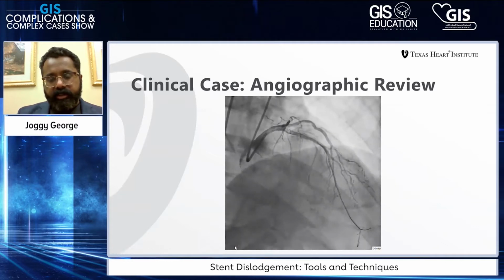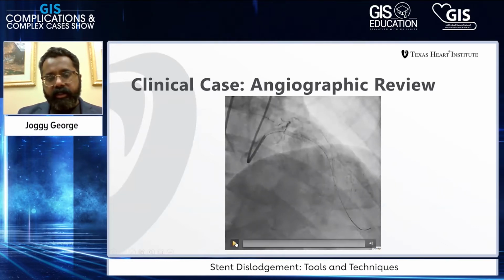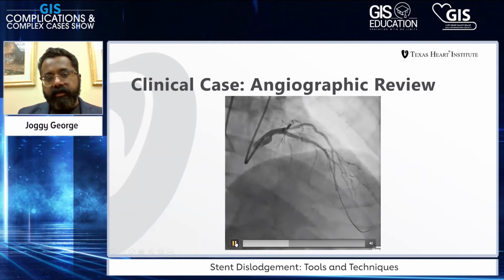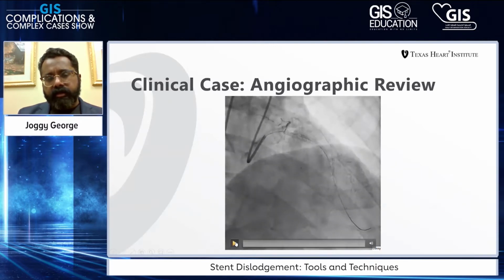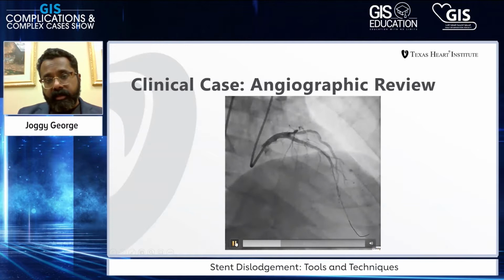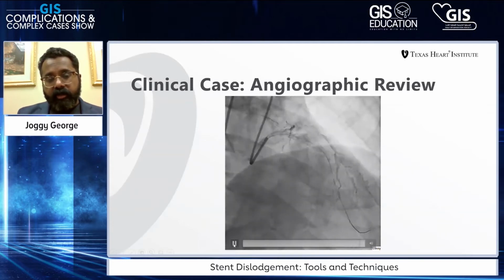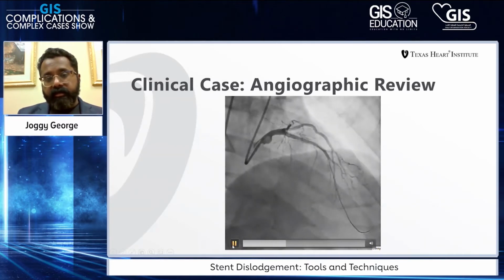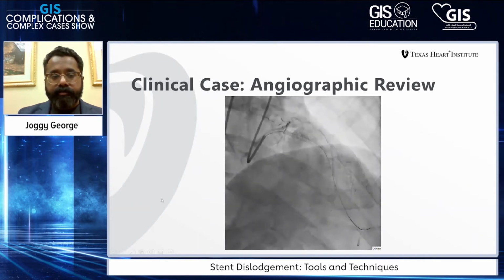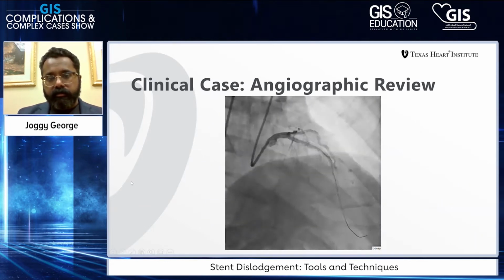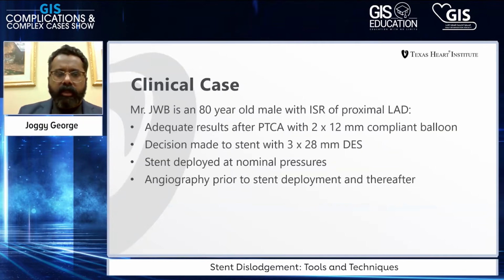So this is after balloon angioplasty of the lesion with a 2 by 12 millimeter balloon, a compliant balloon, nevertheless. And as you can see, we have good results of the treated vessel segment. Thereafter, the decision was made to stent, as this was an in-stent restenosis of a previously stented vessel.